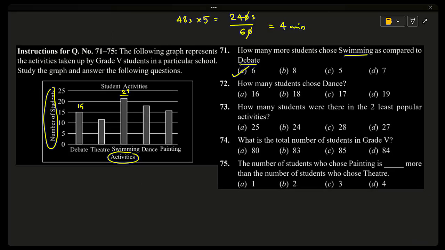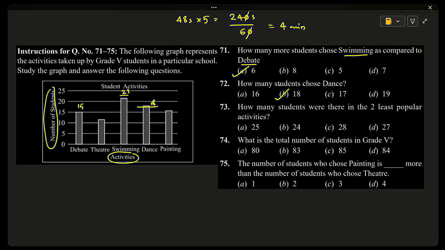And 72, how many students chose dance? Dance, yes. So 15 and 20, you try to draw the exact middle line. This will be the exact middle line that will be representing 17.5. So it is just more than 17.5, so you can take it as 18. How many students chose dance? It is option B, 18.